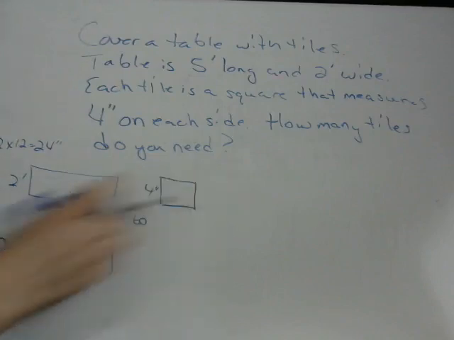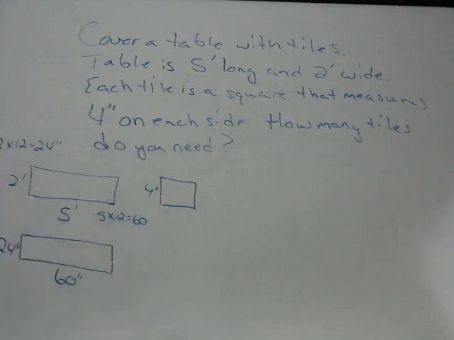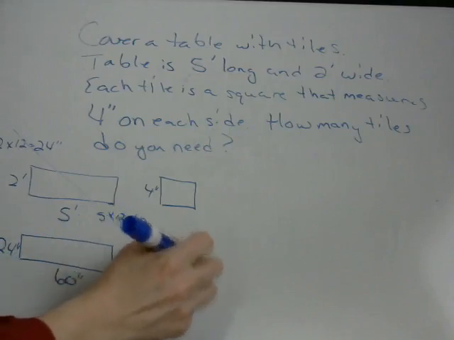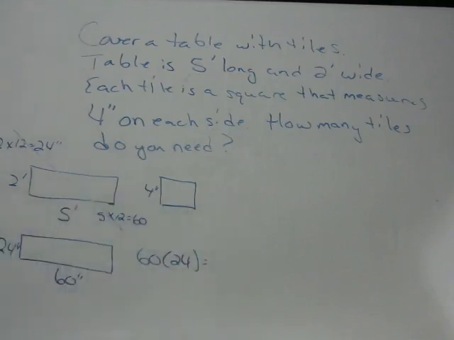So how many of these tiles are we going to put on this table? So we can forget about the feet. We have a table that's 24 inches by 60 inches. So the total area of that table is, again, length times width, 60 times 24. You can plug that in to your calculator.